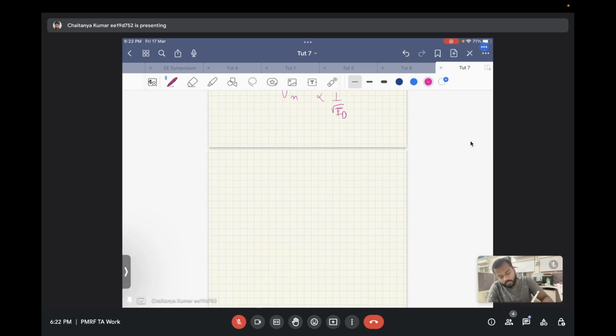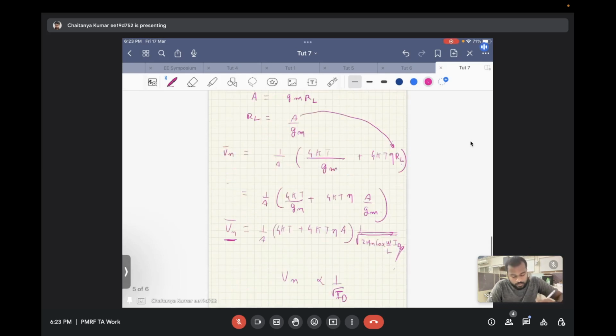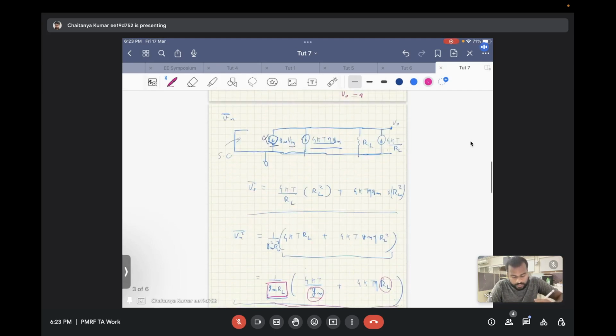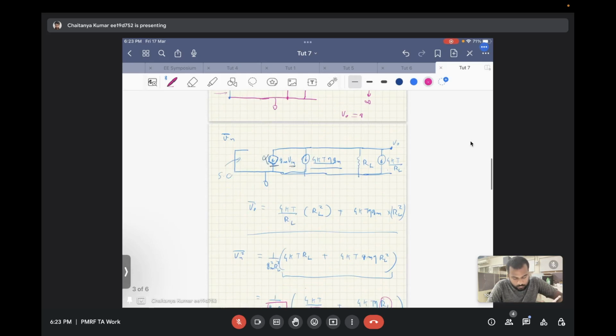So we discussed a common source amplifier, that was this thing, V out. Now the other thing that we were discussing is the input referred current noise source. Now, the input referred current noise source will be zero. Can anyone tell why the input referred current noise source will be zero?